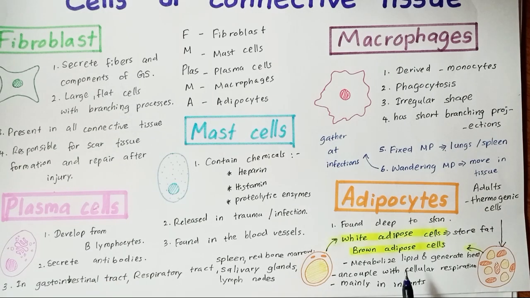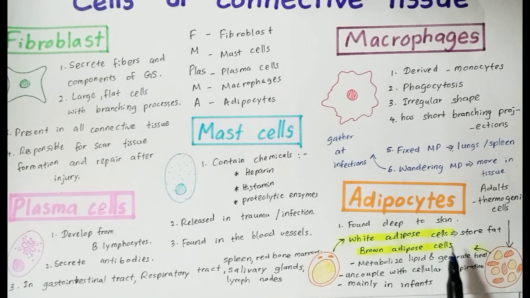So there are two types of adipocytes: white adipose cells and brown adipose cells. These white adipose cells can be seen in yellow bone marrow and these brown adipose cells metabolize lipid and generate heat, uncouple cellular respiration and are mainly found in infants. And they are in adults also, but they function as thermogenic cells.